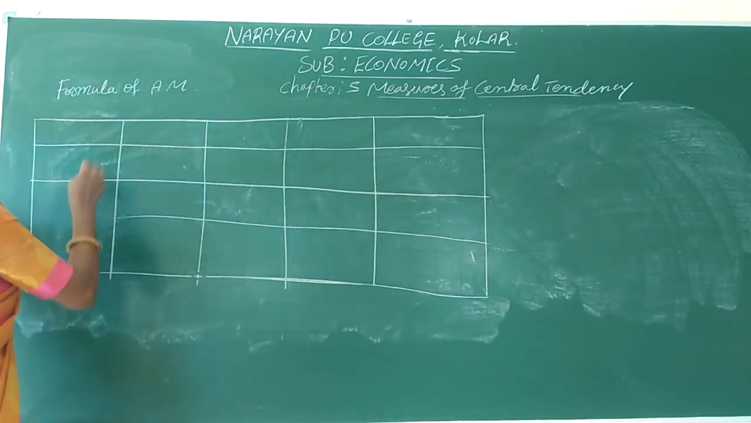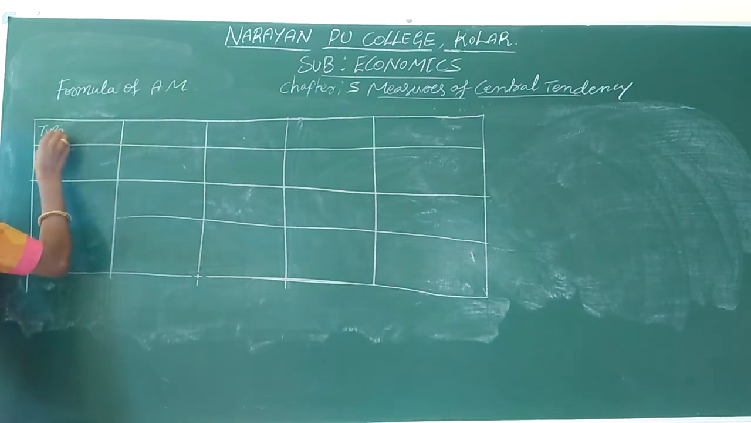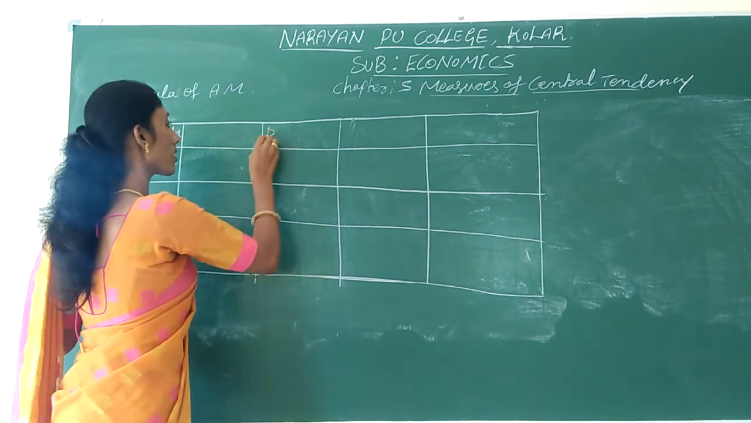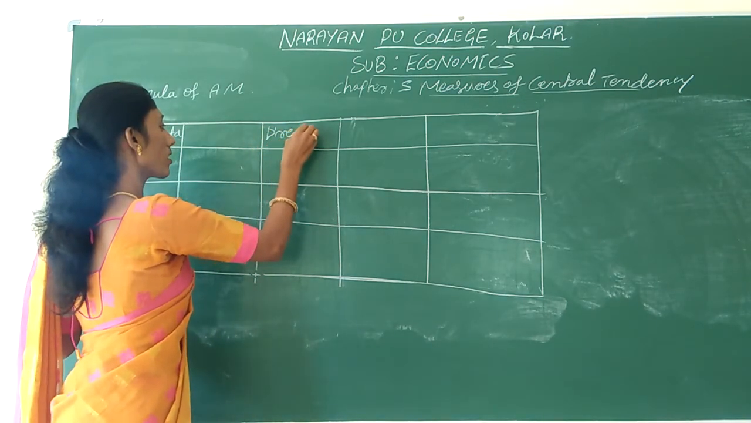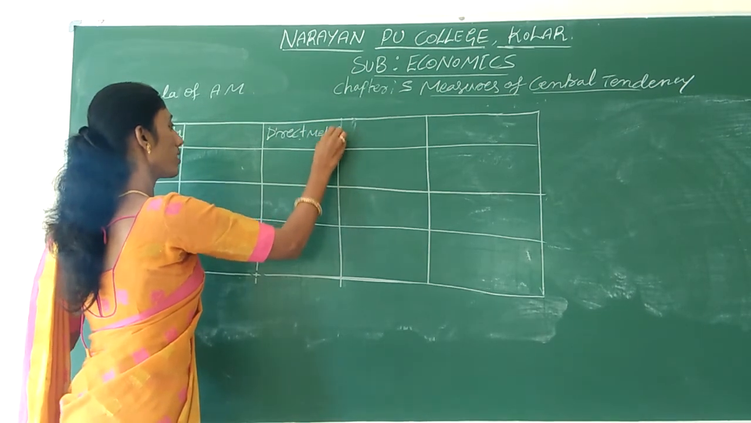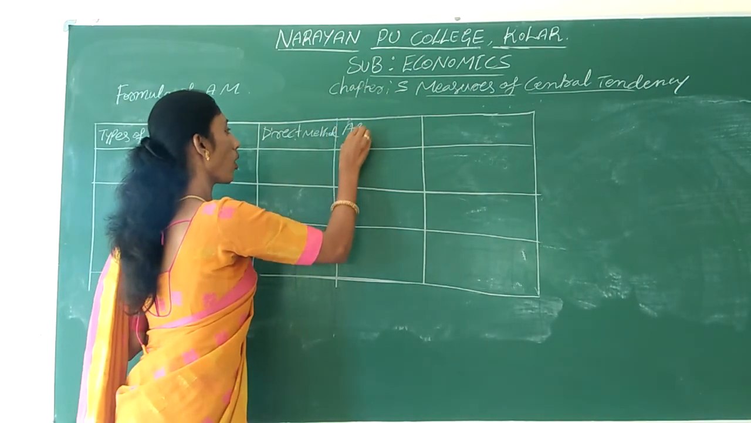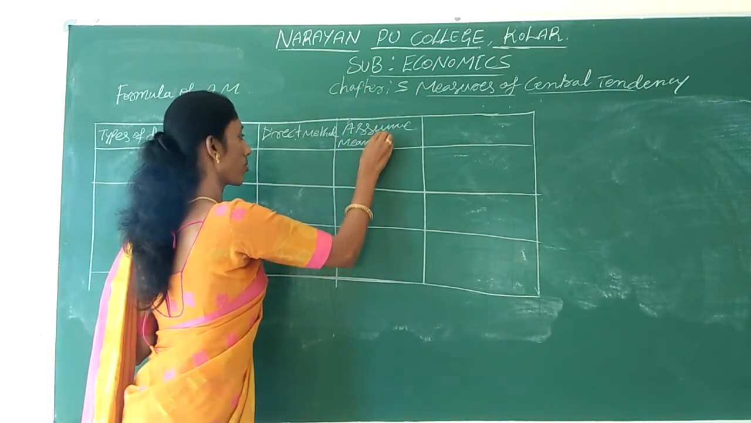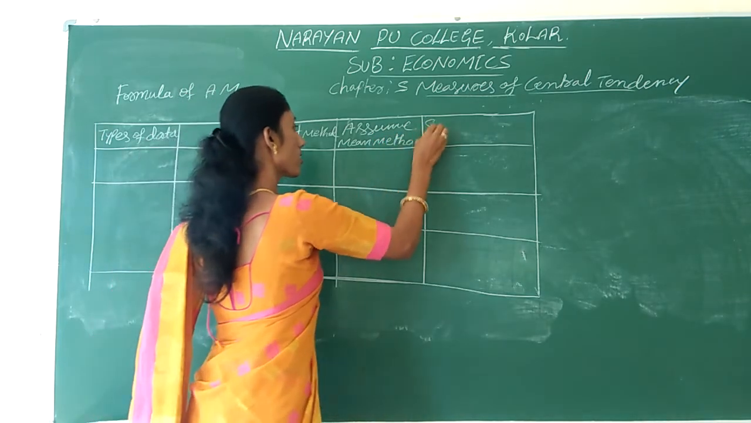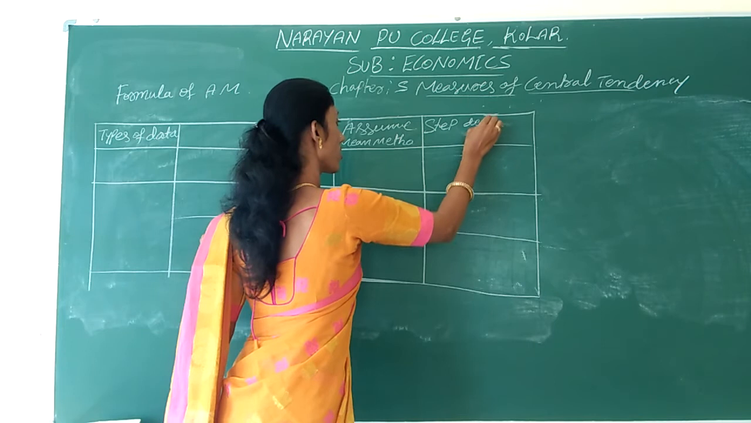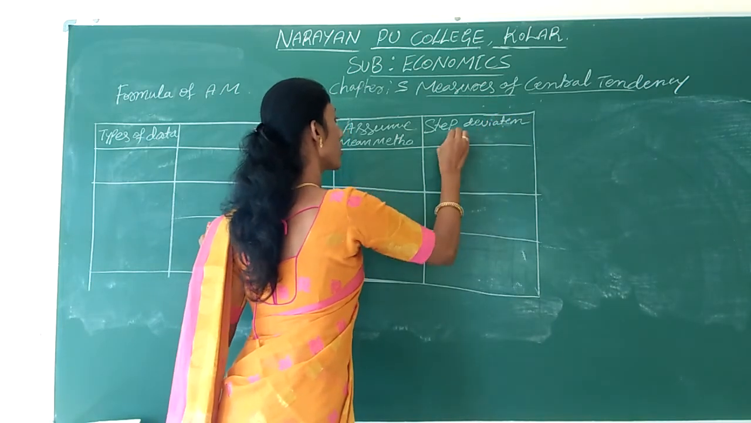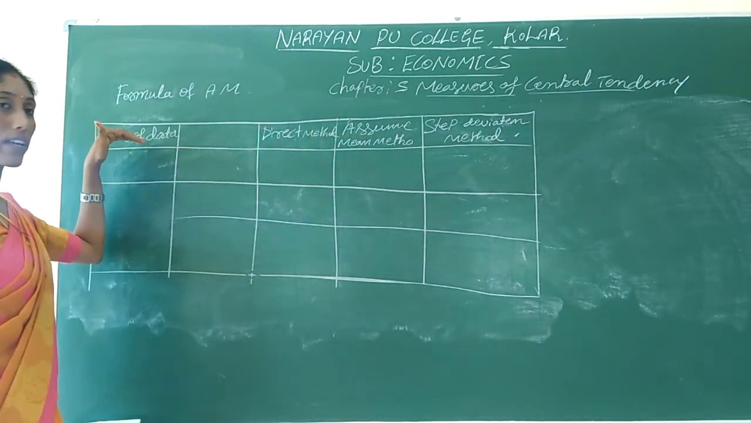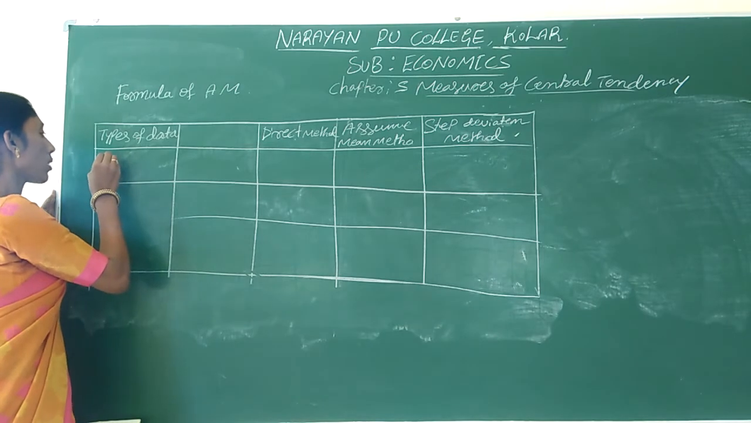Take down. Here, types of data. Here, direct method formula. Direct method. Next, assume mean method. After that, step deviation method.